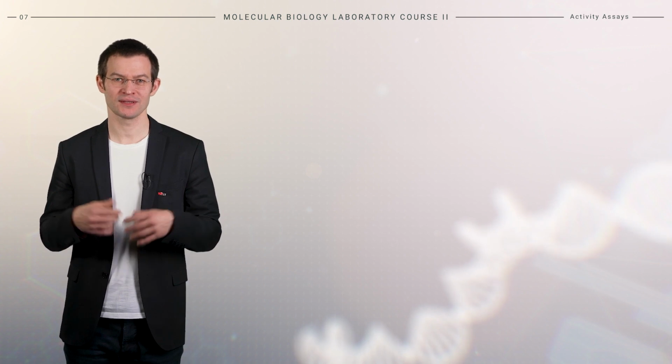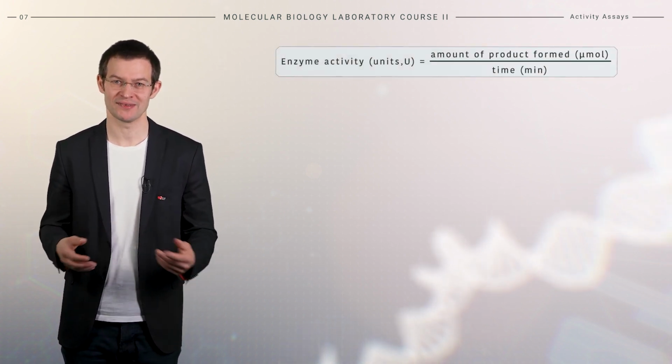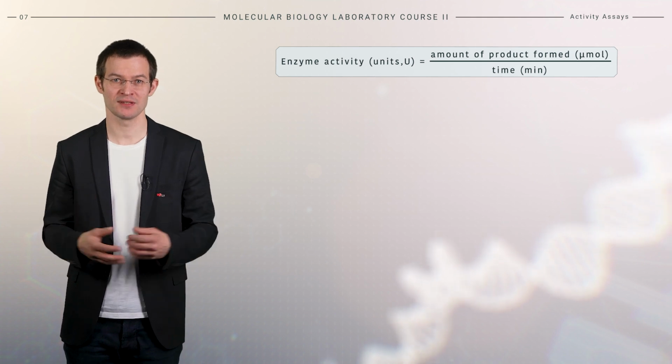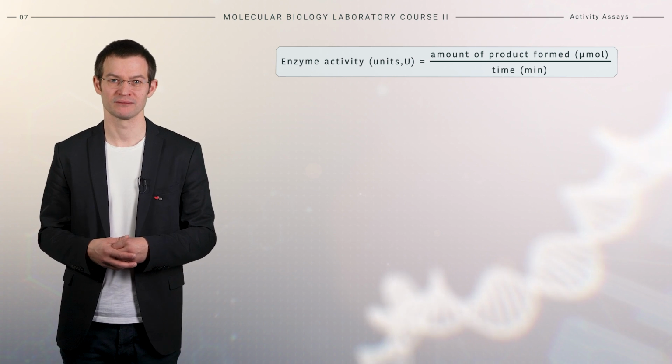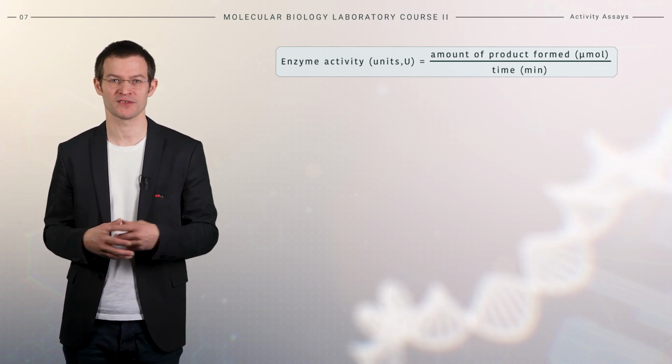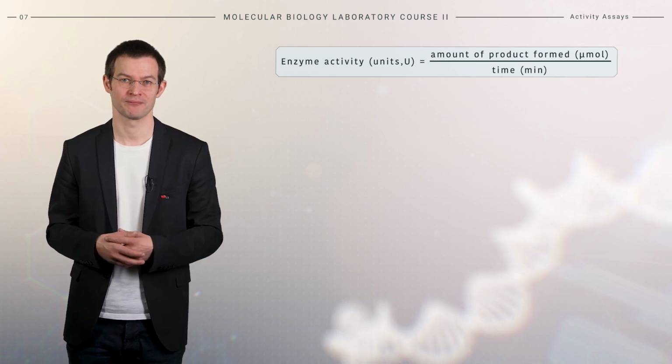How can we calculate the enzyme activity from such a progress curve? Let's start with the basics. Enzyme activity is the ability of an enzyme to catalyze a specific reaction. It is defined as the amount of substrate that an enzyme can convert into a product per minute.